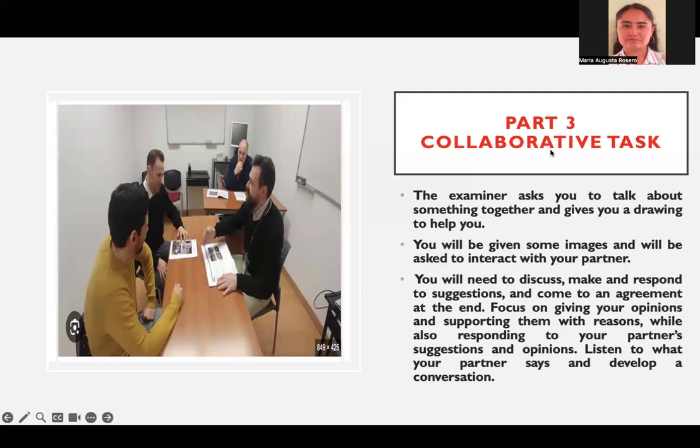So that is why it is called a collaborative task, because don't forget you have to interact with the other candidate or with your partner, and you have to cooperate together. This is not just one person speaking and the other one not saying anything. No, this is together, like saying something, asking something about this thing, and then the other one responding, right? Maybe in a positive or maybe in a negative way. I mean, agreeing or disagreeing, but yeah, you have to interact together.